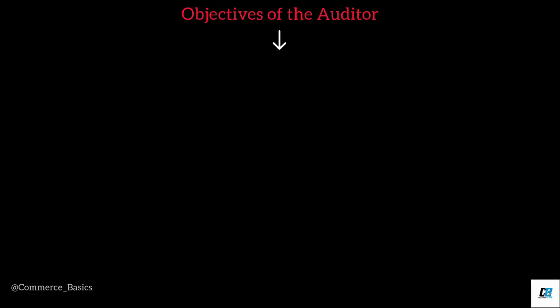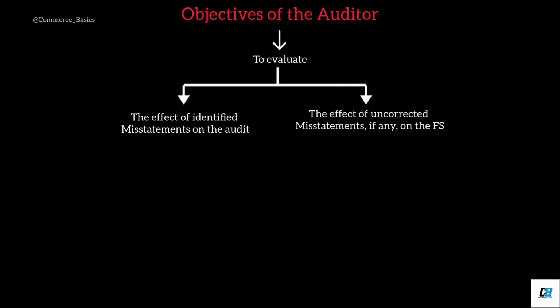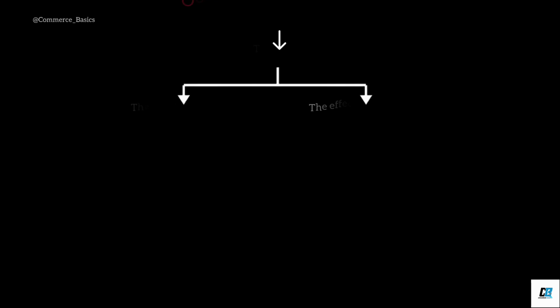So the first thing, objectives of the auditor. In the objectives, the auditor has to evaluate two things. First, he has to evaluate the effect of the identified misstatements on the audit. And the second thing is he also has to evaluate the effect of uncorrected misstatements on the FS. So first he has to evaluate all the identified misstatements, and in the second thing he has to evaluate only the uncorrected misstatements.